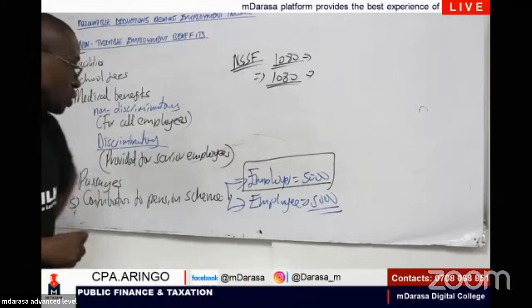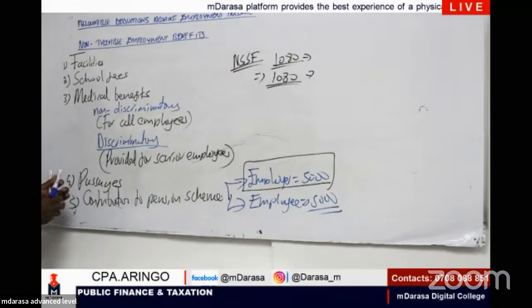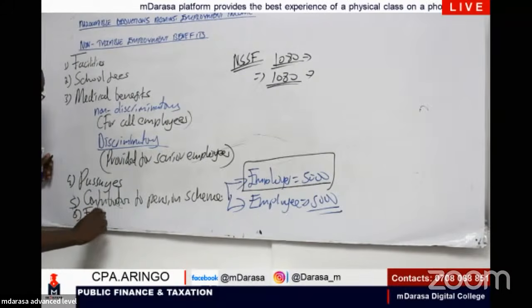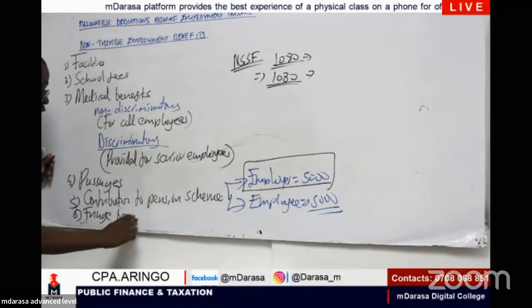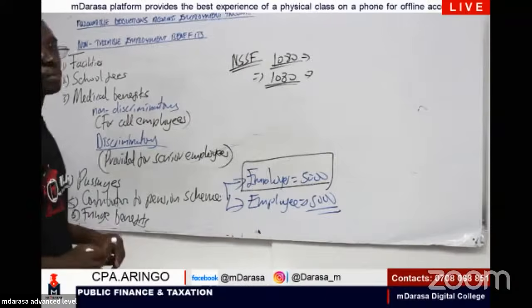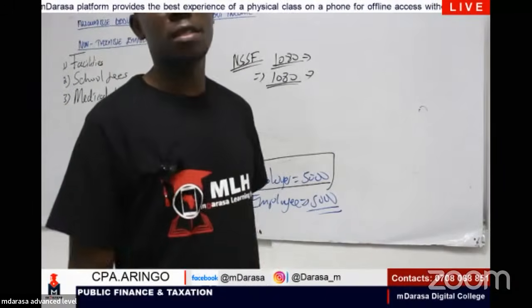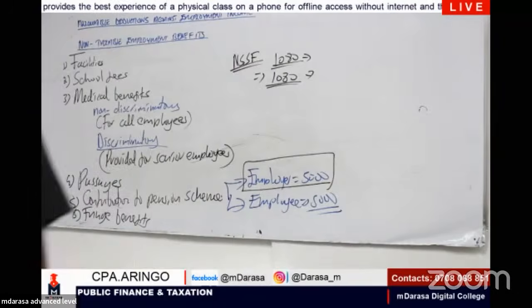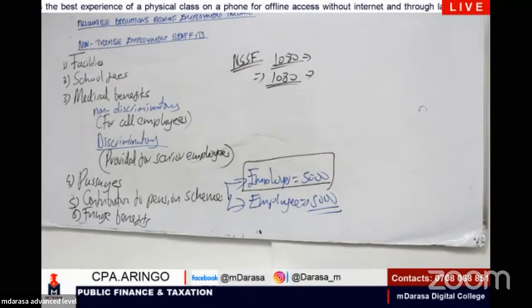Number 6, fringe benefits. I'd already explained the fringe benefits, so no need of repeating it again.